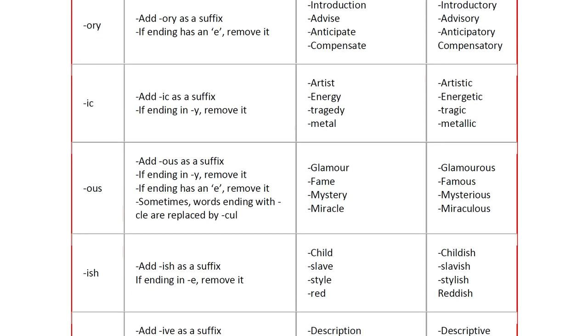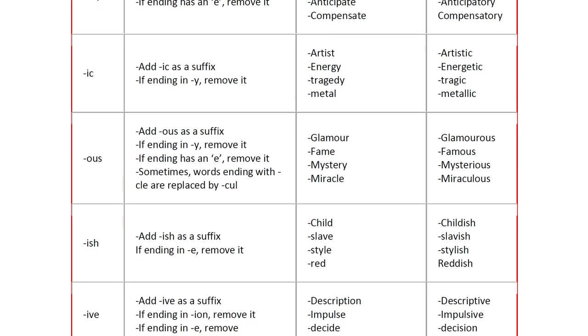Next, IC as a suffix, where again the rule is the same: remove the Y and add IC. Artist, it's not ending with Y, so you don't have any tension. Just add IC at the end. It becomes artistic. Energy, energetic. Here you remove the Y, but you will add ETIC.